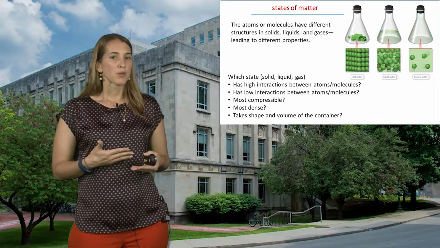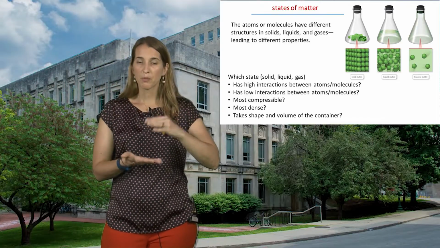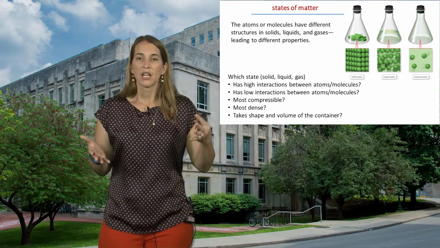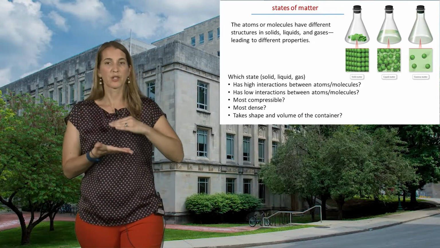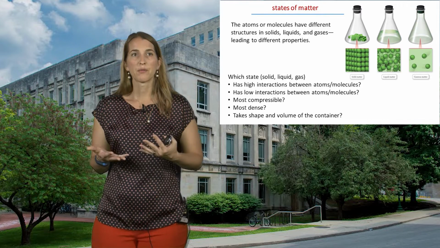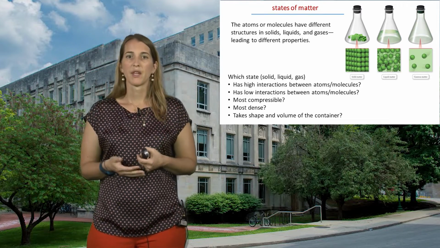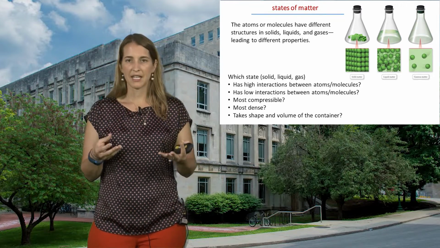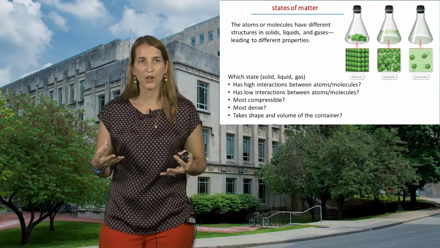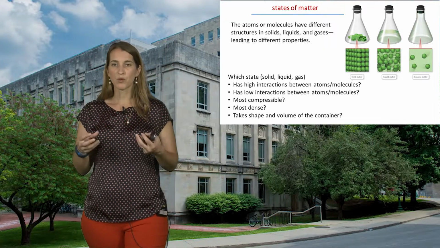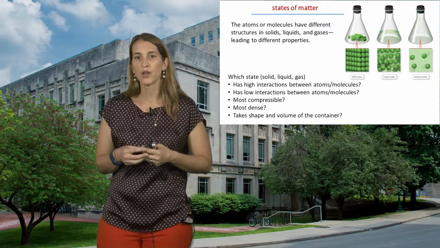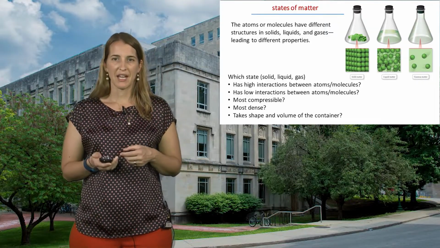Then which one would be most compressible? Well, in order to compress something, it has to have some room between those molecules. The less room it has, it's already pretty compressed. So this one would be the gas phase, most compressible. Most dense: density is how much mass per volume. The one that is the most tightly packed would have more molecules per volume. So that would be most dense.